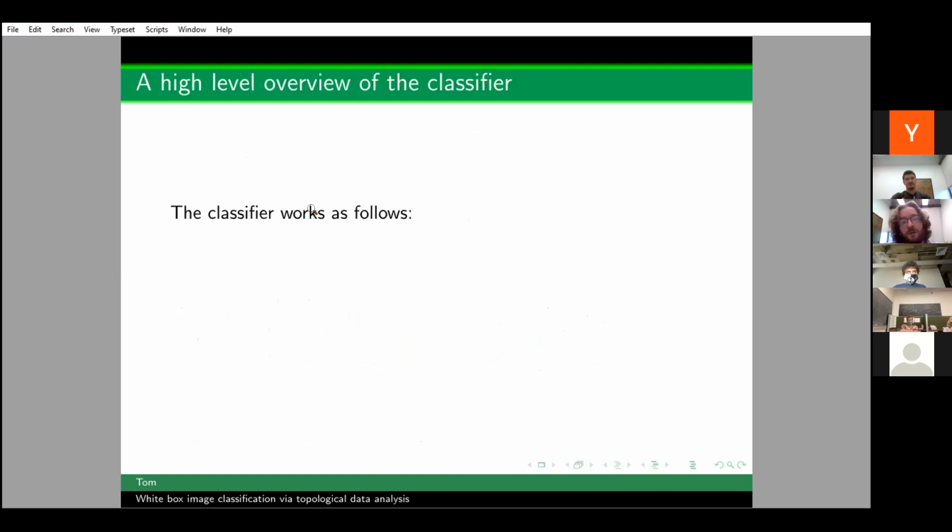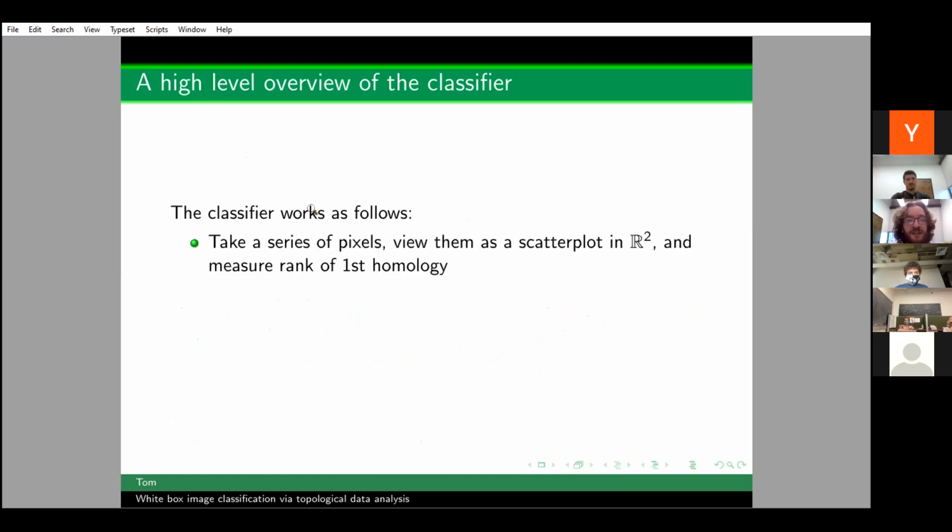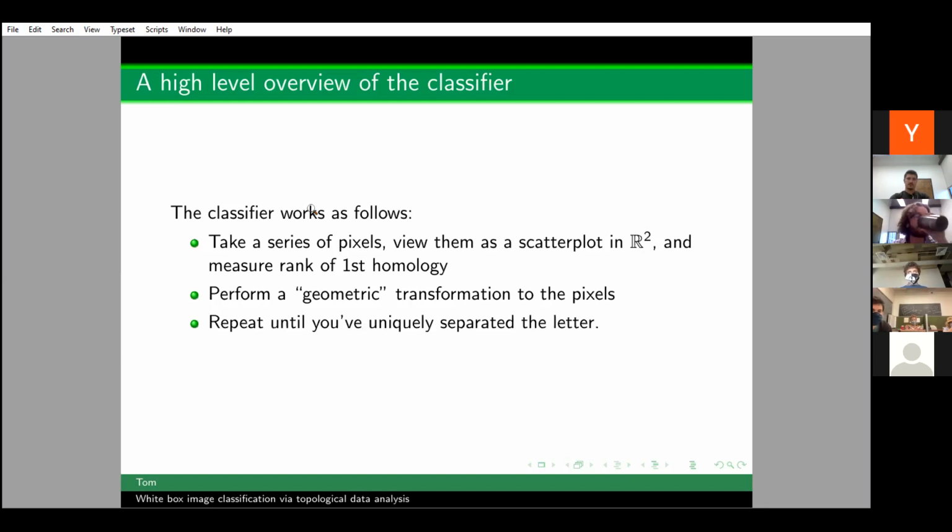So at a high level, what does the classifier do? It takes a series of pixels. Initially, it's just going to take an image of a letter. It's going to view it as a scatter plot in R2, and it's going to measure the rank of first homology. Again, if you don't know homology, it's just going to count the number of holes. It's going to do some sort of geometric transformation, not in any mathematically precise definition of geometric, just, you know, use your imagination. And it's just going to repeat this process until you've uniquely separated the letter.